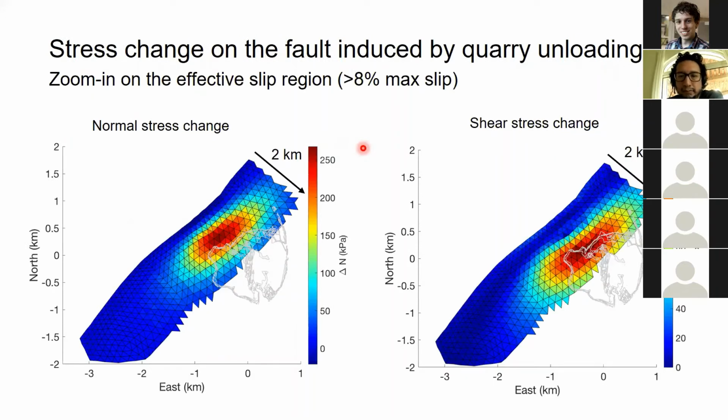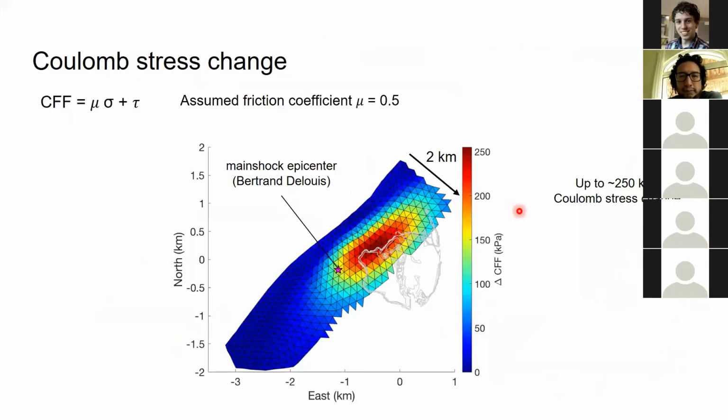Now this is the zoom, a better view of the stress change in the region where there's a appreciable amount of slip. That's 80%, that's 8% more than 8% of the maximum slip. And the next slide. So with the change of normal stress and shear stress, we're able to compute a quantity called the Coulomb stress change.